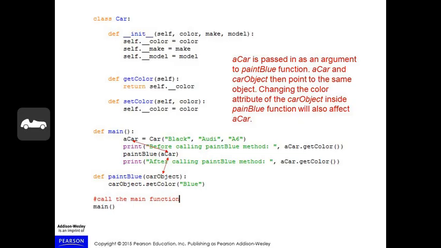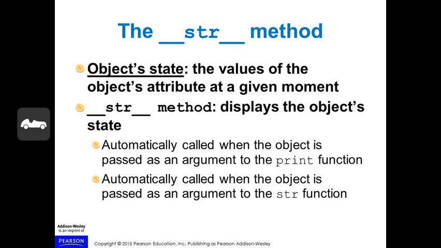String method. String method is very common in all the object-oriented programming languages. In Python, the string function has its own specific format, which is the double underscore, str, and double underscore. So the reason we want to have string method is because very often we need to display a message that indicates an object's state. An object state is simply the values of the object's attributes at any given moment.